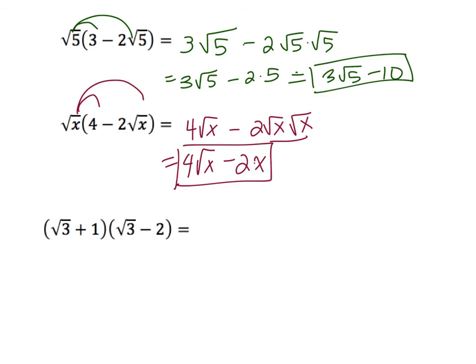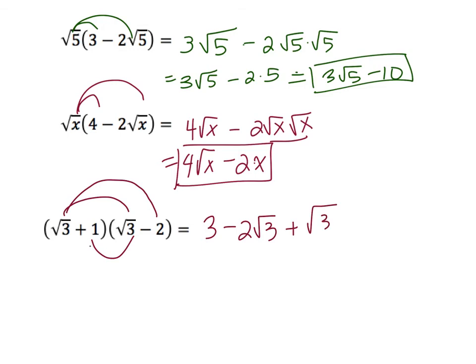For this next one, we have a pair of binomials multiplied together. If you remember, we have to FOIL it, so we're going to FOIL. First, square root 3 times square root 3, that's just going to be 3. Outside, minus 2 times square root 3. Inside, plus 1 root 3, or just square root 3. Last becomes minus 2.